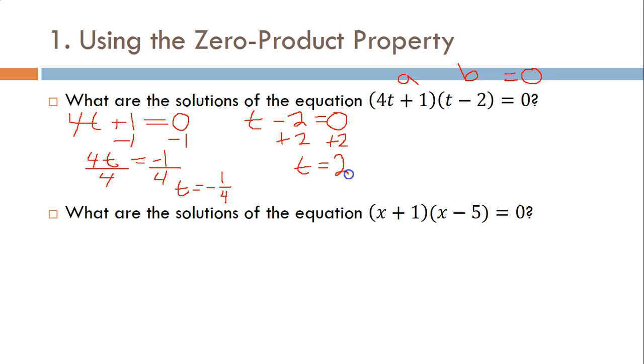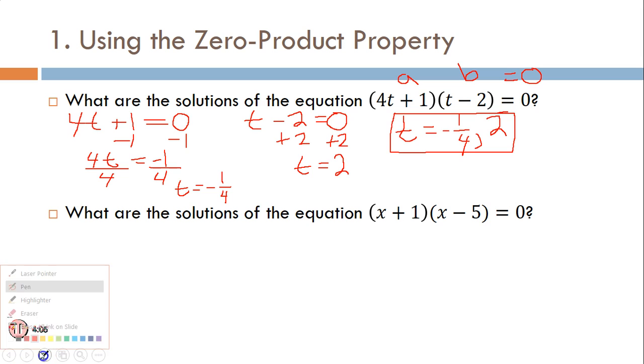So your solutions to this equation, notice I said solutions because we have two. By the way, if you multiplied this together, you'd get 4t squared. Your solutions to this are, and you always write the smaller one first, thinking mentally negative numbers are always smaller than positive numbers, t equals negative 1/4, that's one solution, and t equals 2. So those are your two solutions to this equation. So that's the first example.